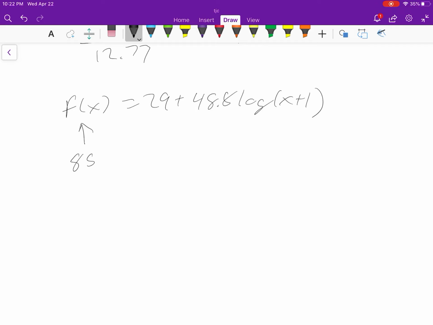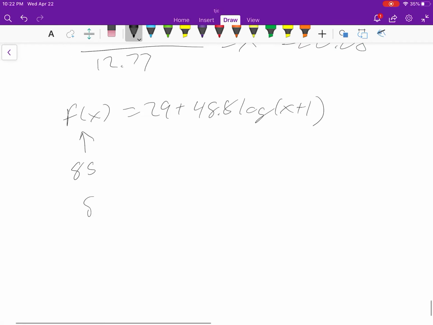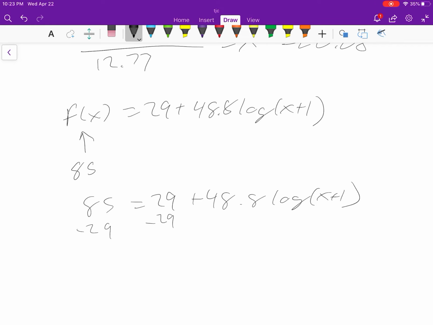I know typically in problems you're going to do percent as a decimal, but for some reason these are all set up so that it's not a decimal. You just have to look at it carefully when deciding. So plug 85 into f of x equals 29 plus 48.8 log of x plus 1. Well, first thing is we need to get rid of the 29 because we have addition here. So we're going to subtract 29 from both sides.